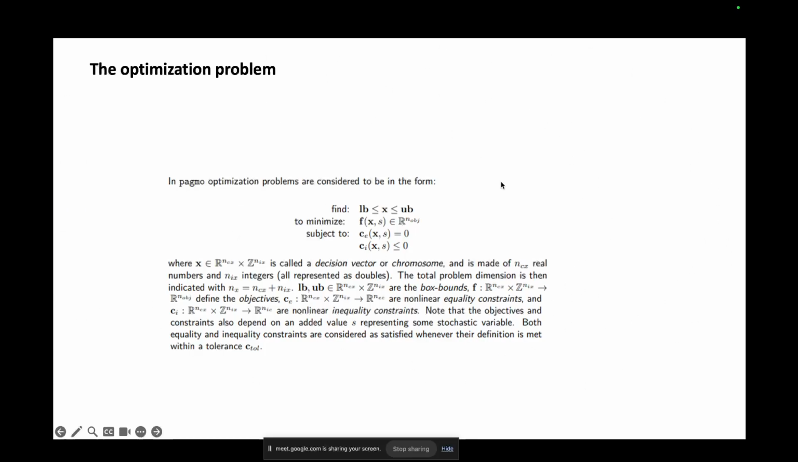The maths behind the Pygmo optimization software. This is your objective. You need to find x. You have a lower bound and an upper bound for x, and this is your cost function which you need to minimize, and these are your original equations that you want to solve, or extra constraints that you want to give. So x is defined as the cross between r and z.